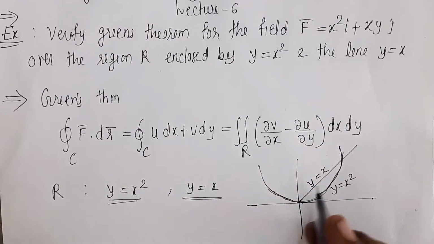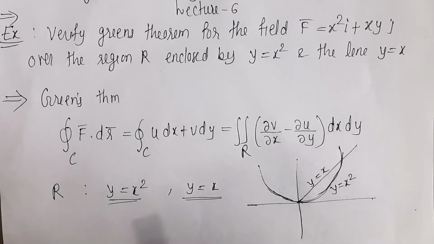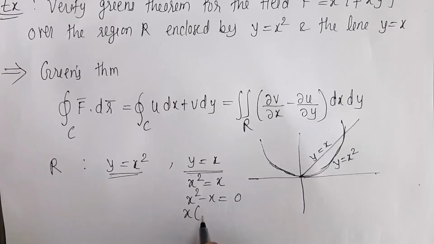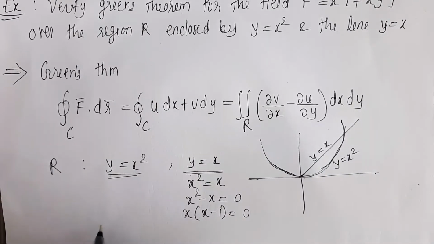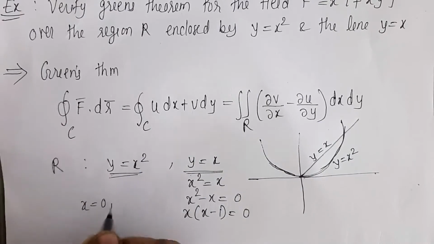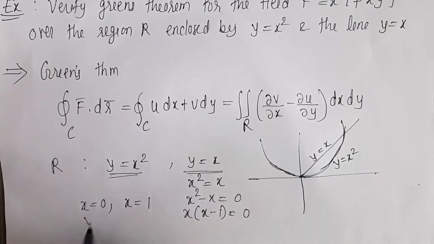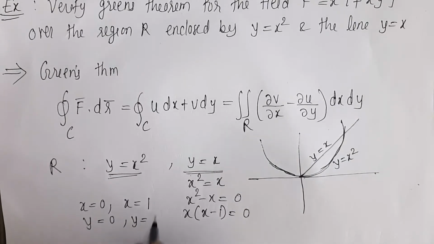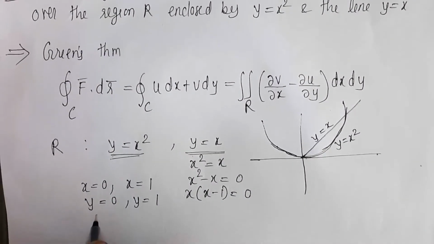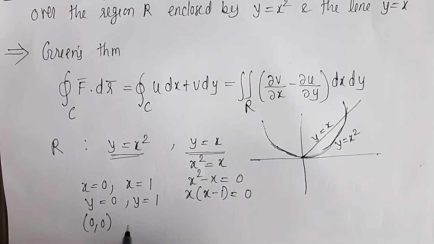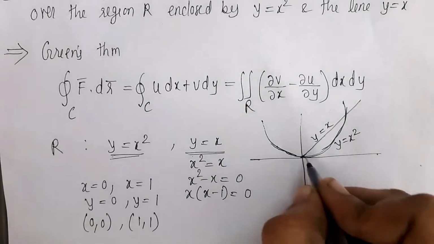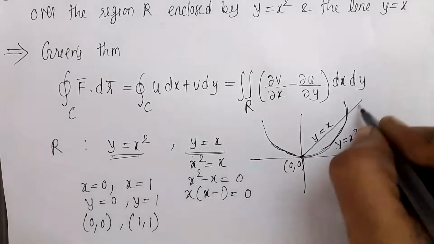Now what are the points of intersection of these two curves? Substitute y = x² into y = x, so x² = x. Then x² minus x is equal to 0, so x common, x(x minus 1) = 0. So we get x = 0 or x = 1. If x = 0, we get y = 0, and if x = 1, y = 1. So the points of intersection are (0, 0) and (1, 1).